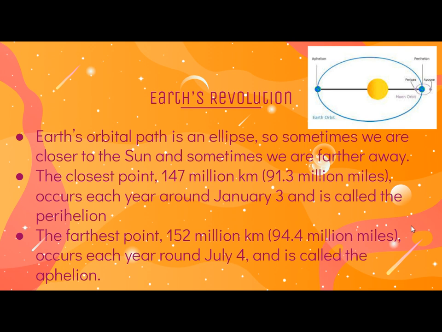Our farthest point is 152 million kilometers or 94.4 million miles away. Not a huge difference, right? Okay, it is. It's millions of miles, but come on. This happens about every July 4th, one of the hottest days of the year. And it's called the aphelion. Perihelion is when we are closest. Aphelion is when we are farthest.